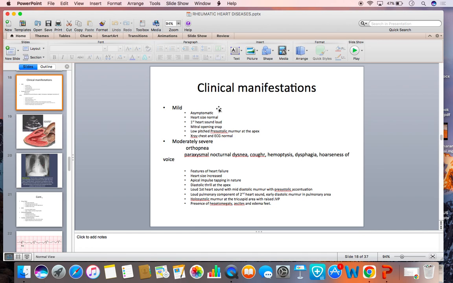Loud first sound with mid-diastolic murmur and pre-systolic accentuation. Loud pulmonary component of the second heart sound. Okay, that is because of the presence of pulmonary arterial hypertension because of the backward pressure.